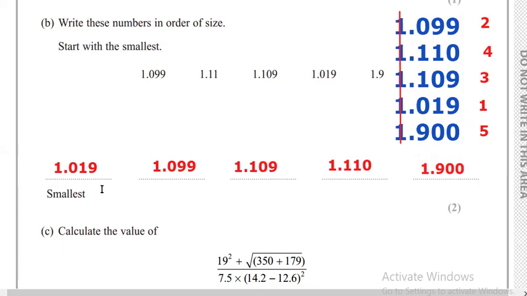And this is a good idea in putting these decimal numbers in order, starting from the smallest. So here we have 1.019, 1.099, 1.109, 1.110, and 1.900. And this is how you answer a question like this. Now, let's move on to the next question.